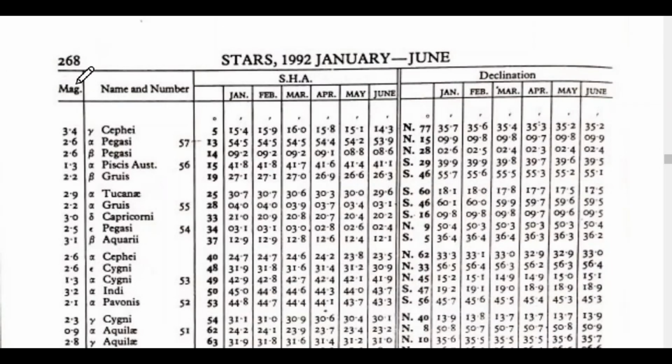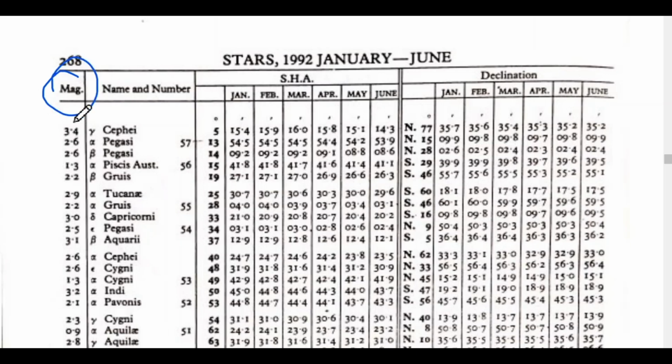Yes, sir. Now the first thing, beta, which you can see here is the magnitude of the star. So you get the magnitude of the star, then you have the name and number. This number is not required for any purpose. It is just mentioned here to tell you whether this star is available on the daily page also or not. Then you see the data given to you from January to June on the left hand side page. You are given the SHA and you are given the declination. As I told you, these are the degrees figures and these are the minutes figures.